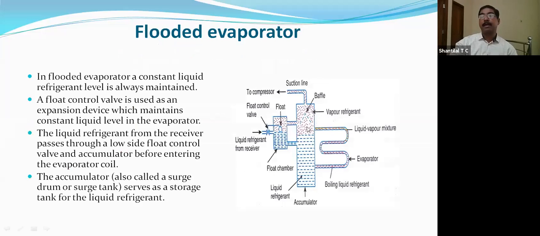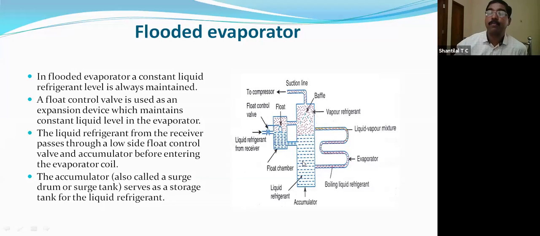This flooded type evaporator first has a float valve. This is the float mechanism. So these are the parts here. Liquid refrigerant from the receiver is entering, and here a float valve control will be there. In the last class we explained float valve controls, low side float valve and high side float valve. At that time we clearly explained the low side float valve. So this is the float valve, and this is the float, that means the ball. And this is the float chamber. Then there is the evaporator coil.